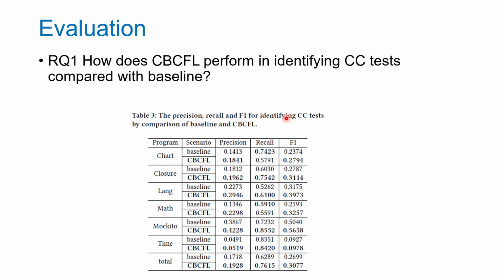The first research question is how does CBCFL perform in identifying CC tests compared with baseline? To evaluate how effective our CBCFL is at identifying CC tests compared with baseline, we use precision, recall, and F-measure as the metrics. From the table, we can observe that CBCFL performs better than the baseline in identifying CC tests.